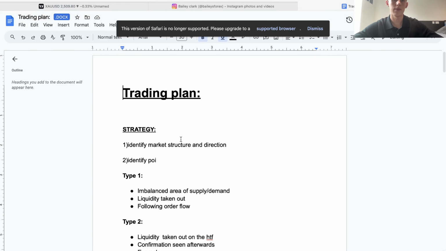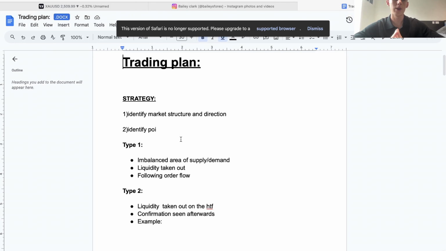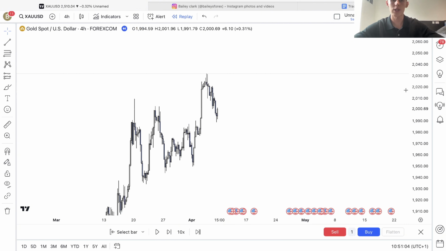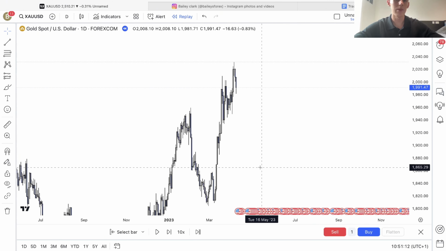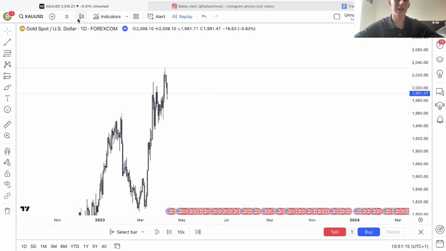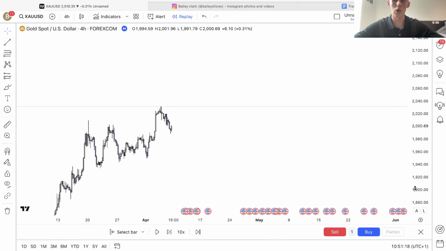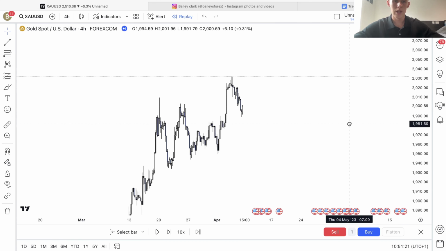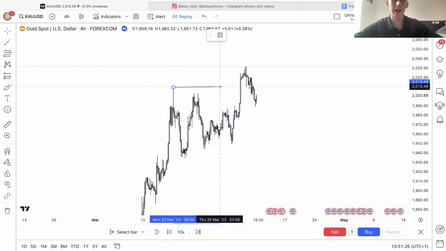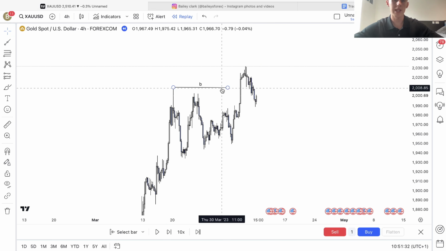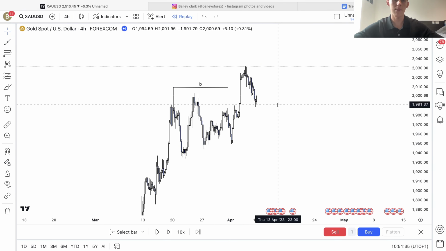So first of all, step one, we are going to identify market structure and direction. And for this, I found it best to work with the daily and 4-hour charts. So in this case, all we do on the daily is we see that price is very bullish, therefore we're looking for buys. And then on the 4-hour, this is where we can draw on the actual market structure itself. So what we can see here is that if we just mark on the main structure points, we've had this break of structure just here. So the B stands for break of structure. I just like to abbreviate it slightly.